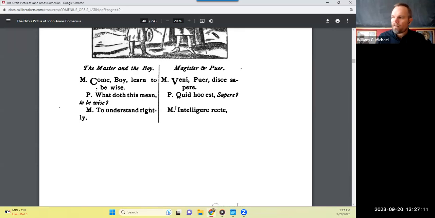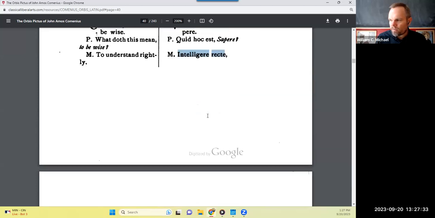How do I know how to pronounce this? Well, you have to study grammar to learn how to pronounce things. So if you're working through the Latin grammar course, there are lessons on pronunciation that explain how to figure that stuff out. So you've got to study all these courses, right? It's just a commitment to learn the language. So the first part is intelligere recte, to understand rightly.